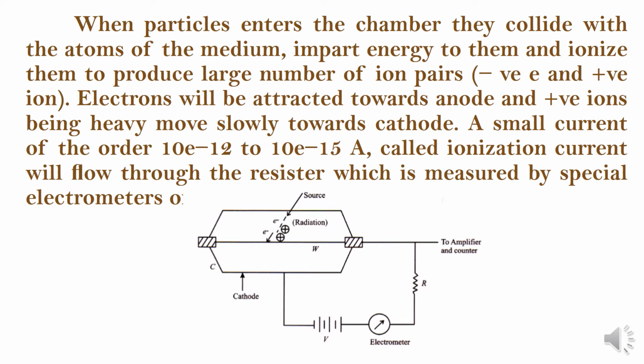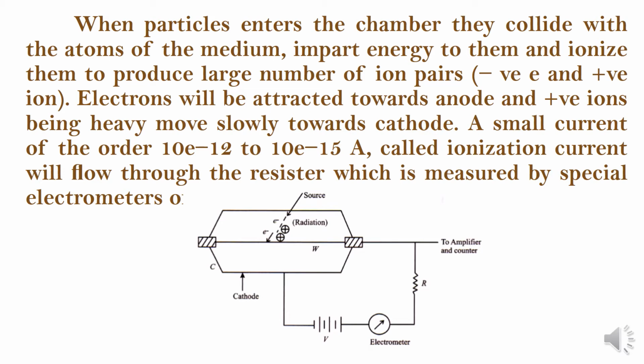These electrons will get attracted towards the anode, that is W, and since the circuit is closed, a current flows in the circuit. That particular current is called the ionization current, and by measuring this ionization current, we can detect the particle.